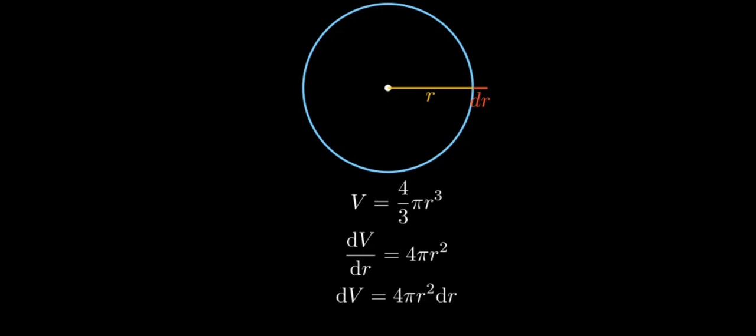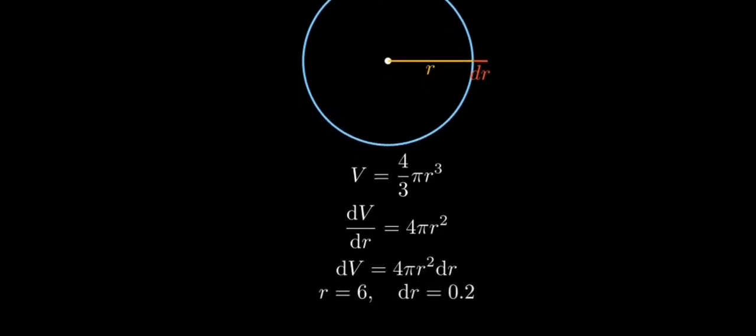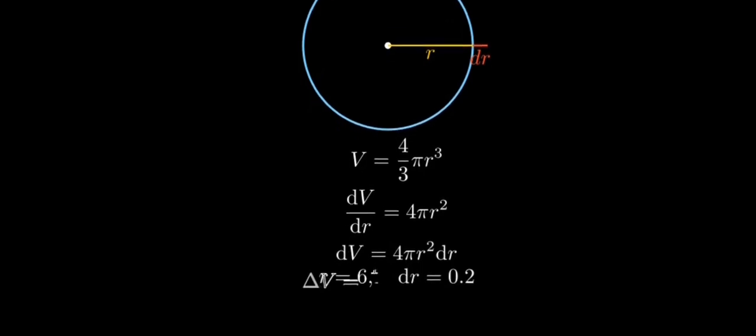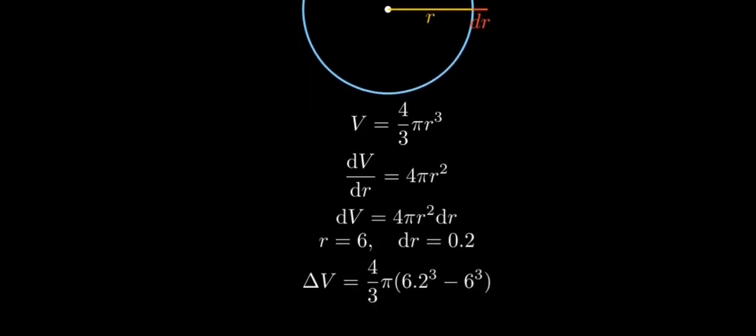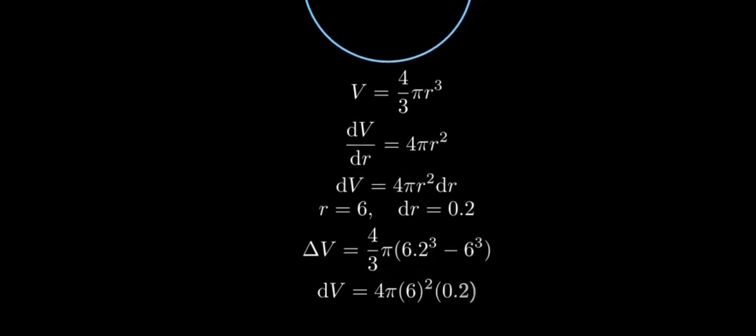Let's plug in specific values to see this approximation in action. Suppose the radius is 6 units and it grows by 0.2 units. The actual change is delta V equals 4/3 pi times 6.2 cubed minus 4/3 pi times 6 cubed. The approximation gives dV equals 4 pi times 6 squared times 0.2.